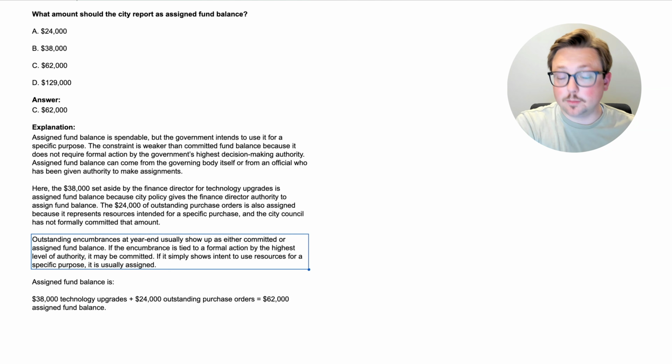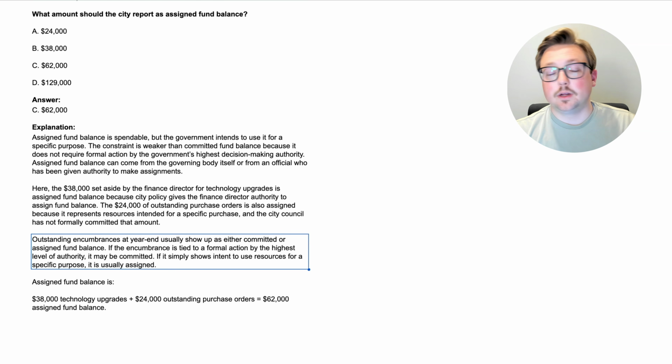So we've learned non-spendable, restricted, committed, and now assigned. And it does go kind of in order, like in a level of almost hierarchy, if you want to say it like that. So assigned is similar to committed. It's just an internal restriction by the government, but it's not so formal or so strict as committed would be. Committed is, again, from the highest level of authority. Assigned is not, but again, it's still internal restriction by the government. Okay, so we've learned 4 of the pieces. Now let's go to the last piece of the fund balance.